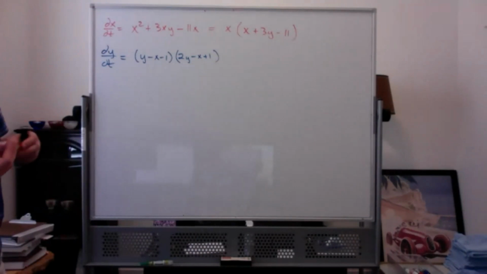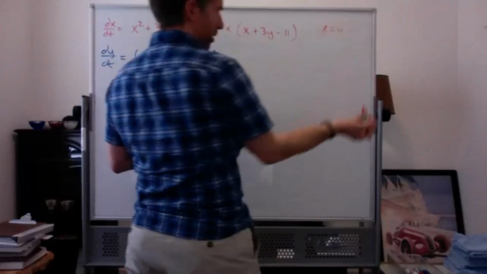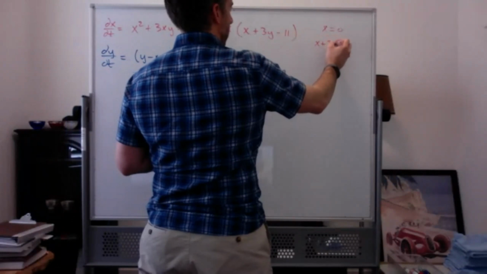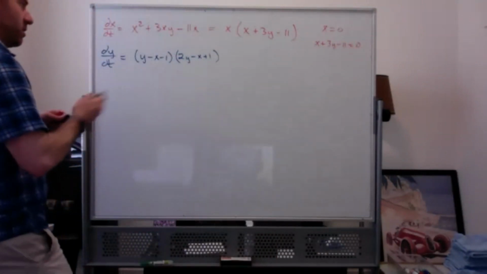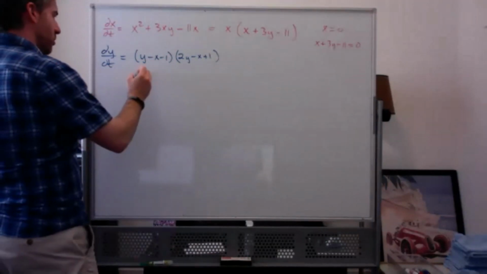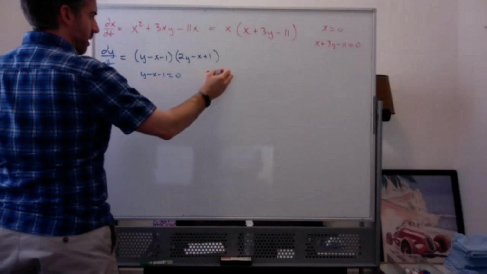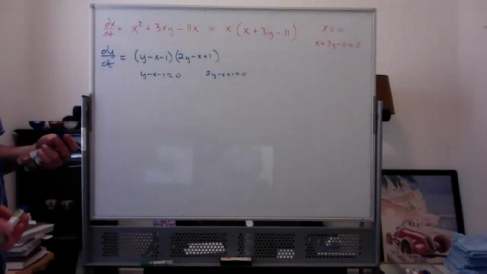So here are my null lines altogether. x equals 0 or x plus 3y minus 11 equal to 0. Those are, remember, the null lines. And my blue null lines are obviously going to be y minus x minus 1 equal to 0 and 2y minus x plus 1 equal to 0. And all of these are looking like they're lines.